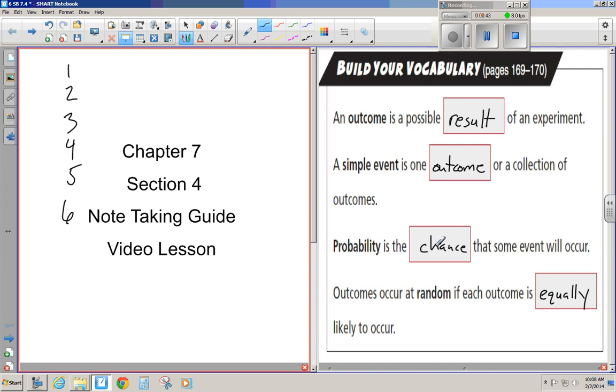Probability is the chance that some event will occur. So for this one, the probability of rolling a 1 is 1 out of 6. There are 6 possible outcomes, and 1 is one of them. An outcome will occur randomly if each outcome is equally likely to occur. That means on a die, all of these numbers are equally likely because there is 1 out of 6.